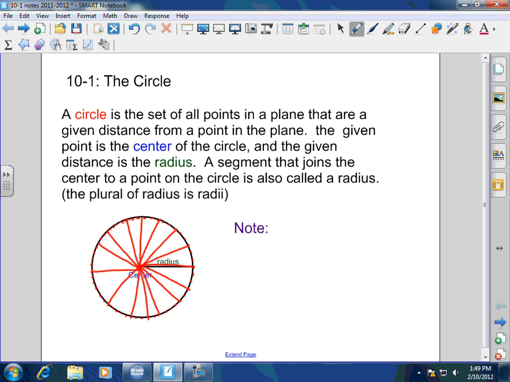But that is the definition of a circle. It's a set of points that are all equidistant from the center. That's a circle. Okay? So, with that in mind, we do know that, of course, the given point they're talking about is the center, and the given distance is the radius. And of course, you guys should remember that a radius is just a segment that joins the center to a point on the circle. Okay? And if it's plural, it's called radii.